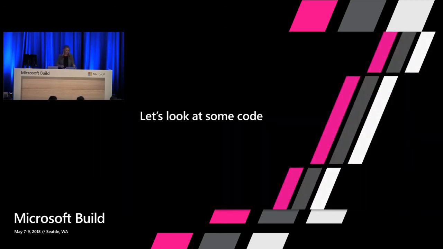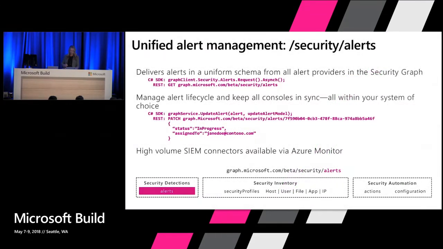So let's take a look at some code. Now, we talked a fair amount about alerts, but let's drill down just a little bit deeper. Querying for all alerts from providers in the graph is really as simple as a short call using our C# SDK or a REST API. The results of this query can be filtered. You could filter based on severity of the alert or type of alert or the provider. And you can surface those in whatever dashboard or user experience or application you prefer, giving you the ability to then correlate or manage or enrich those alerts.